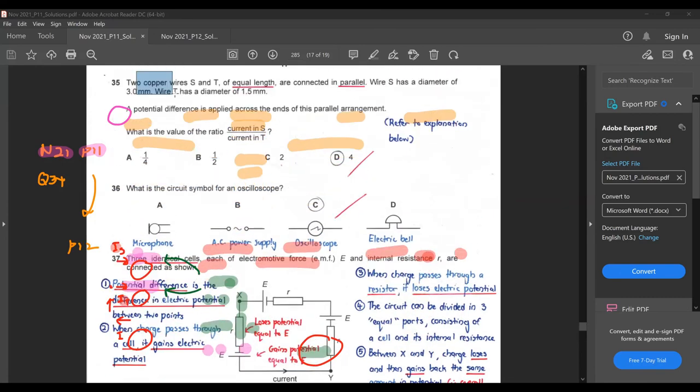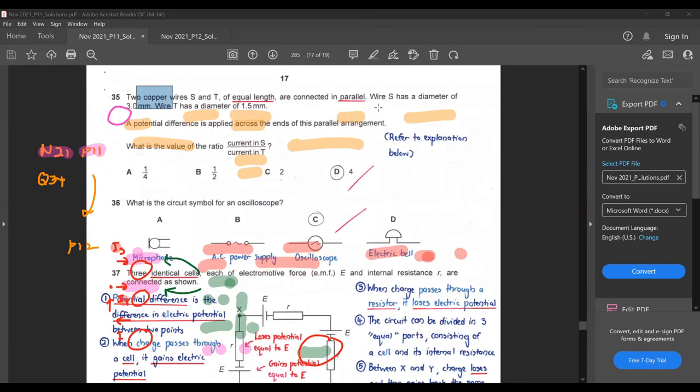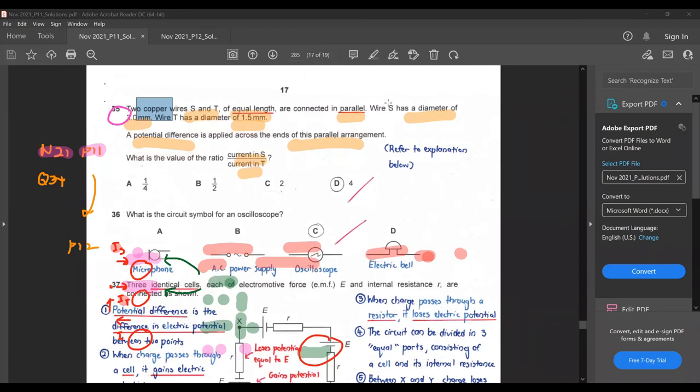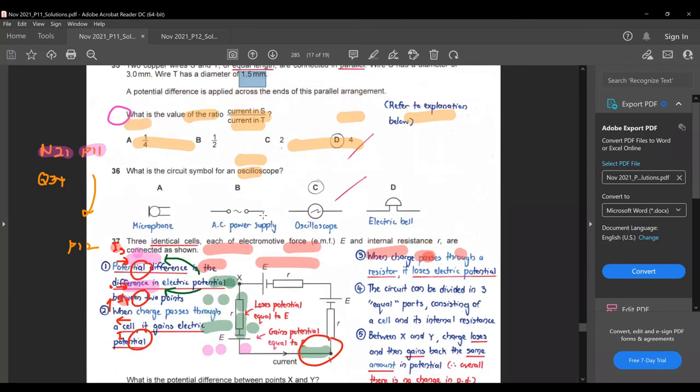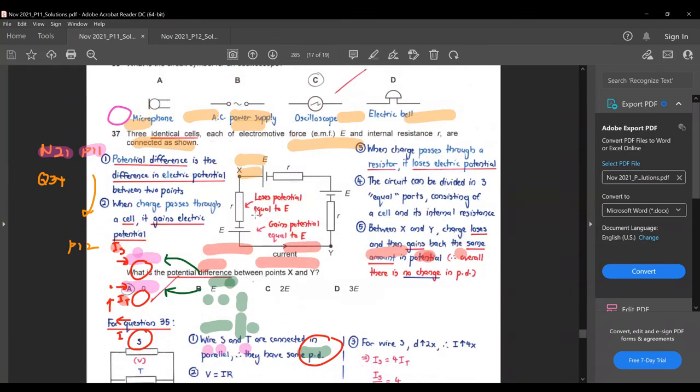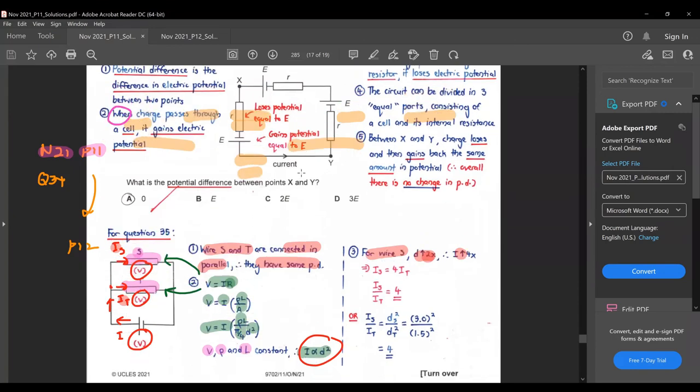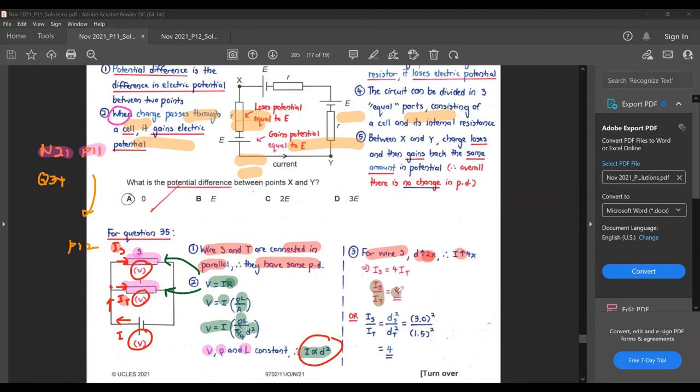They already mentioned to you the diameter is twice, right? Although they didn't directly mention, you can see from here. WireS has diameter of 3 millimeter, wire T has diameter of 1.5. S is actually twice the diameter of T. That's why I can say that the diameter is double. So I know that for S, D is double, I is quadruple. So IS is actually 4 times IT. So now the ratio of IS to IT would be 4.